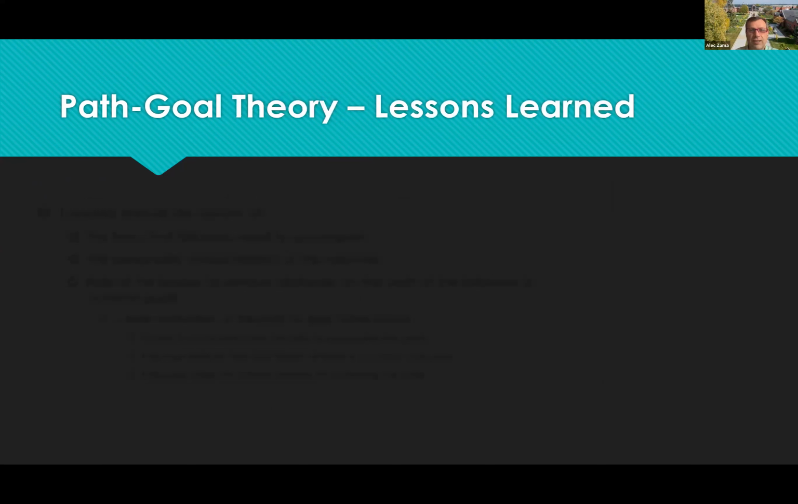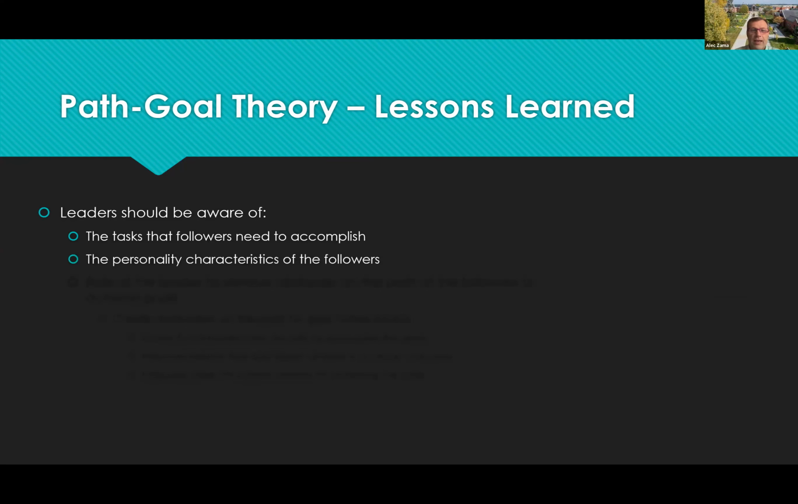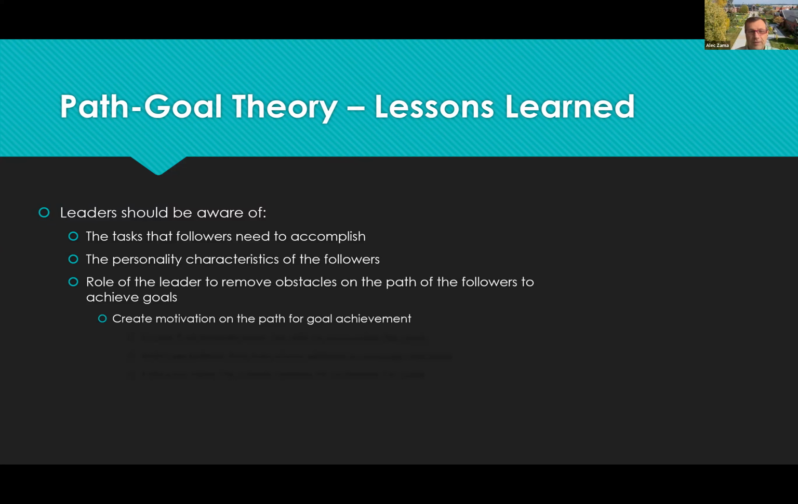And so the last section here, are the lessons learned and how the theory works. So number 1, leaders must be aware of the tasks that followers need to accomplish. So clearly identify what are the goals here and what type of tasks they have to complete. And then they have to understand also the personality characteristics of the followers. So the role of a leader, after understanding these 2 elements, is to remove the obstacles on the path of the followers to achieve their goals. In other words, to increase motivation in that environment. So create motivation for goal achievement.